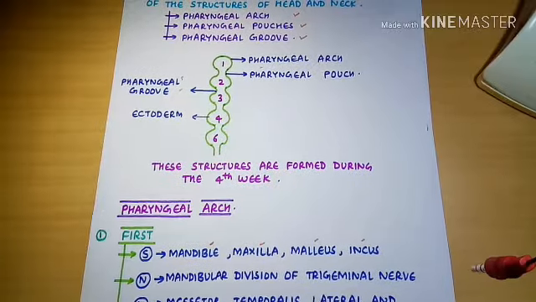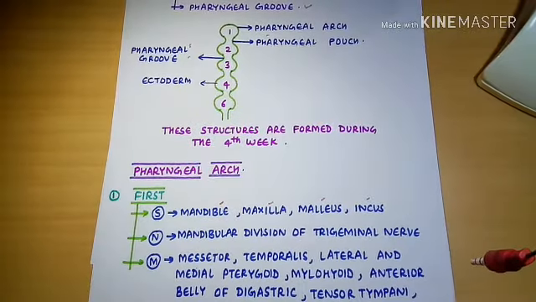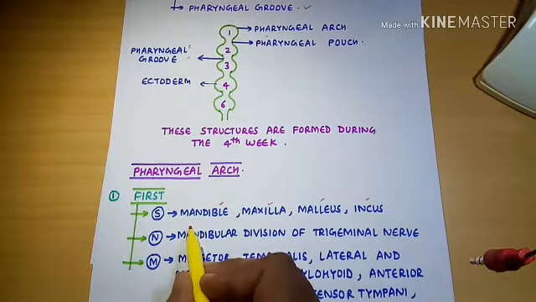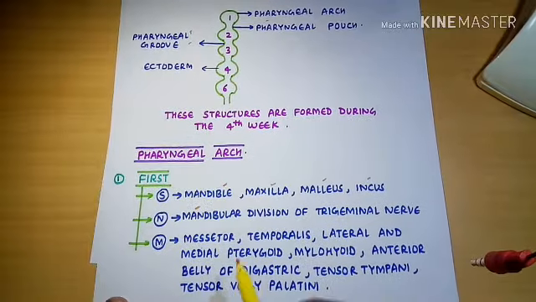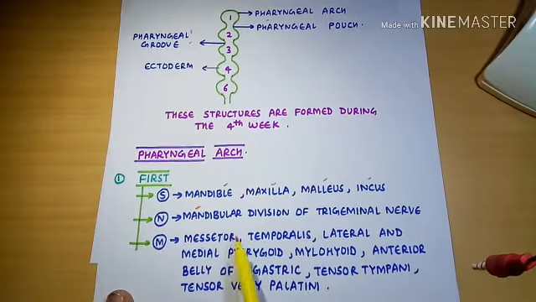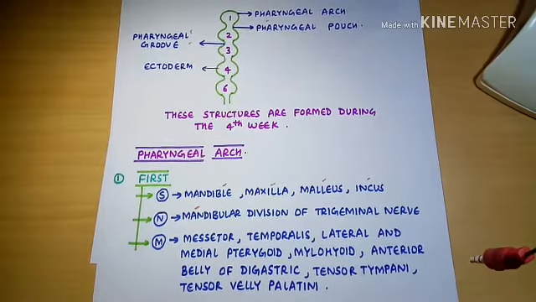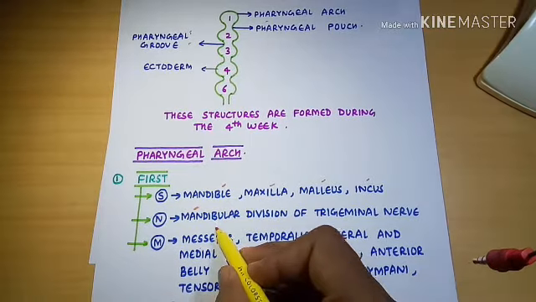And the mandibular division of the trigeminal nerve. We know that the trigeminal nerve consists of 3 divisions. The mandibular division of the trigeminal nerve is formed from the first pharyngeal arch. And the muscles are the muscles of mastication, that is the masseter, temporalis, lateral and medial pterygoid, mylohyoid, anterior belly of digastric, tensor tympani and tensor veli palatini. All these muscles are formed from the first pharyngeal arch.